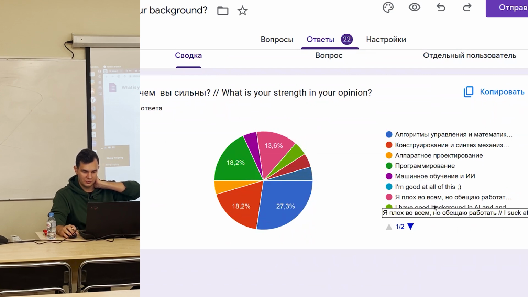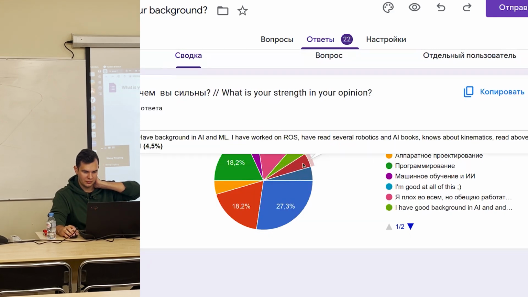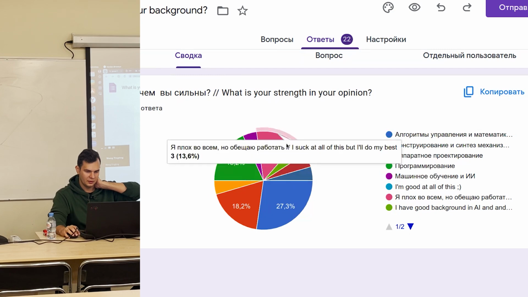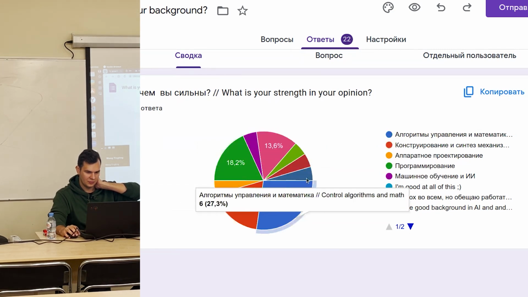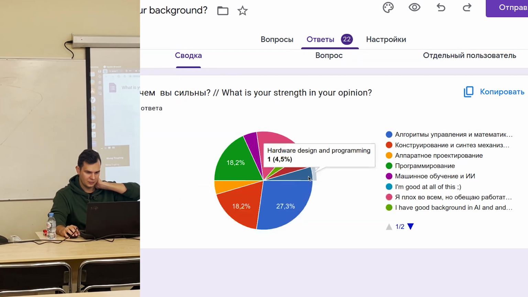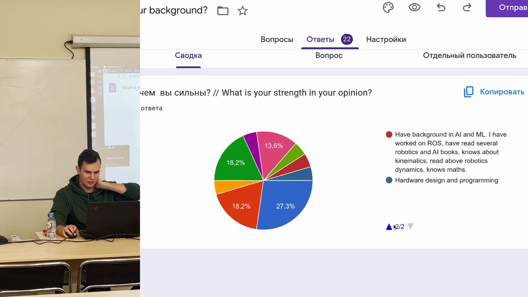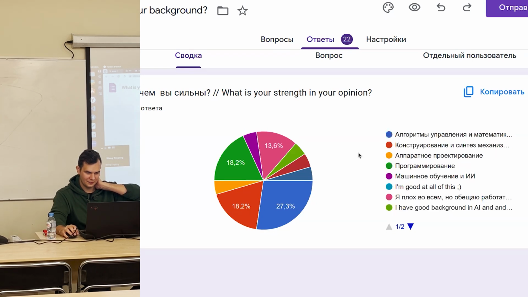Which color? Like the default blue. Hardware, no. Have background. So it's something like an extra structure. No, I think it's blue. It's two blue colors in the right column, but they don't match. I'm good at all of this. Oh, no one chose. No one picked this. Nobody chose it.